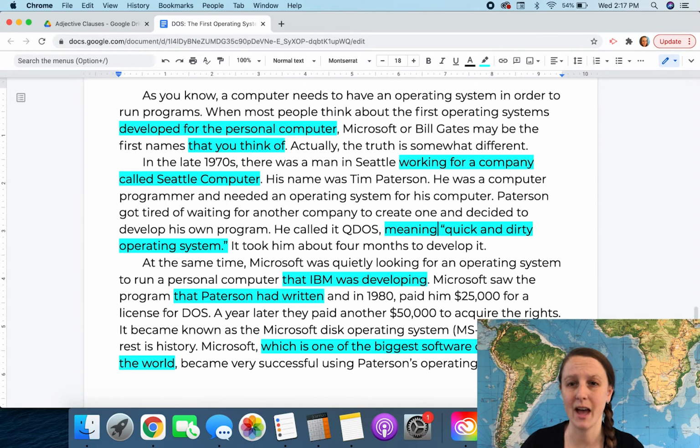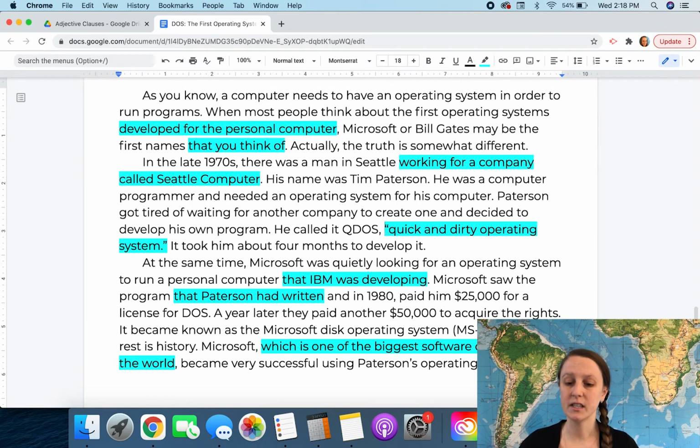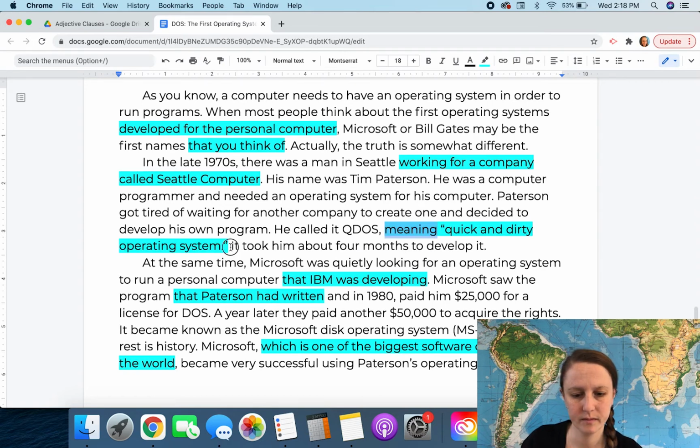Another way that we look at clauses like this, which is a non-restrictive or non-identifying adjective clause, is we could actually make it look like an appositive where it's giving a definition for QDOS. We could say he called it QDOS, Quick and Dirty Operating System. Sometimes we'll make those into just sort of definition phrases. Those adjective phrases just are a definition offset by commas. But I'll leave it like this, meaning quick and dirty operating system. It took him about 4 months to develop it.